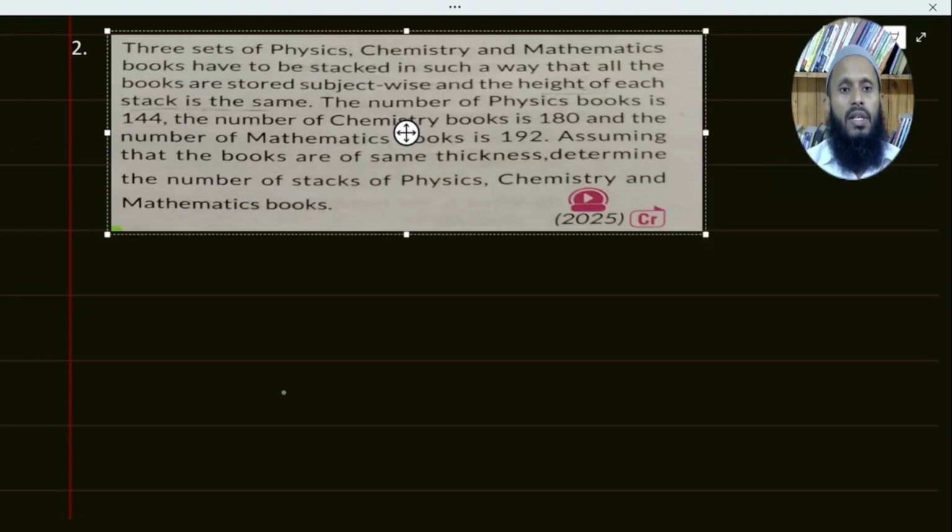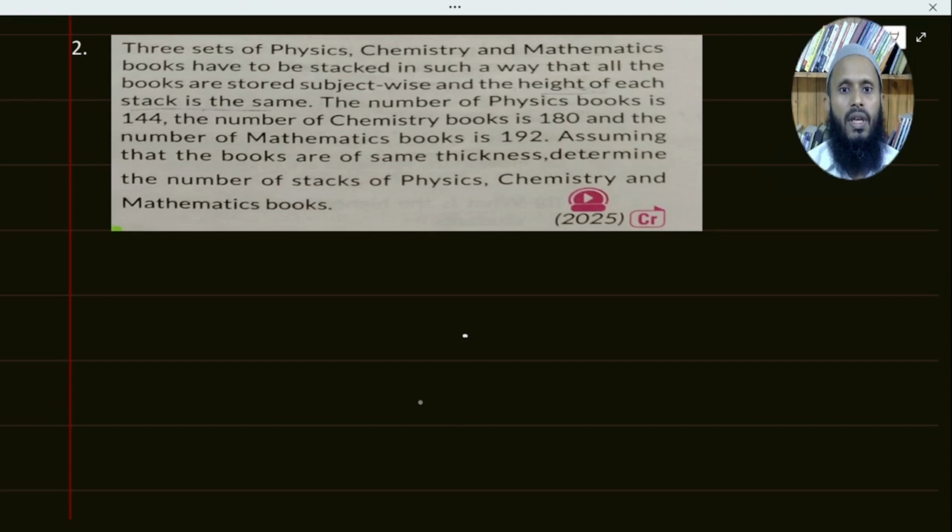Okay, this question. 3 sets of physics, chemistry and mathematics books have to be stacked in such a way that all the books are stored subject wise. Stacked means one book above the other. All the books are stored subject wise and the height of each stack is the same. The number of physics books is 144, the number of chemistry books is 180 and the number of mathematics books is 192. Assuming that the books are of same thickness, determine the number of stacks of physics, chemistry and mathematics books.